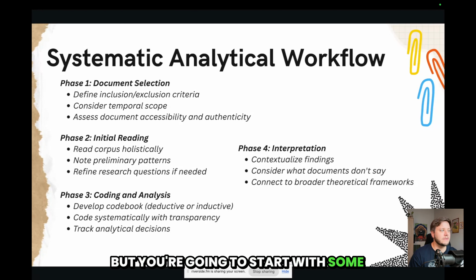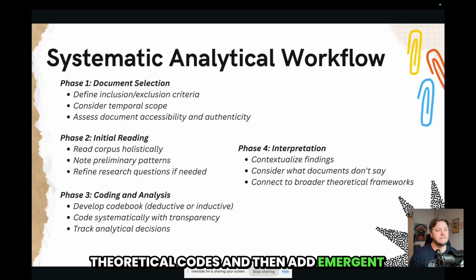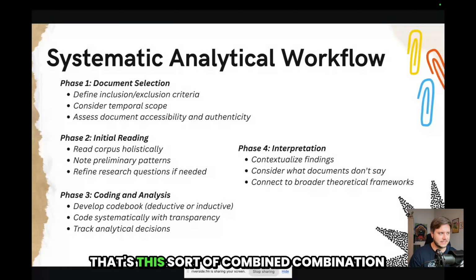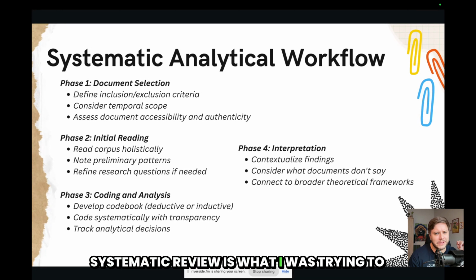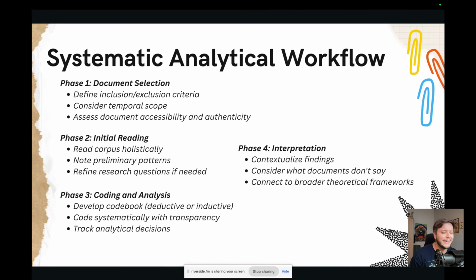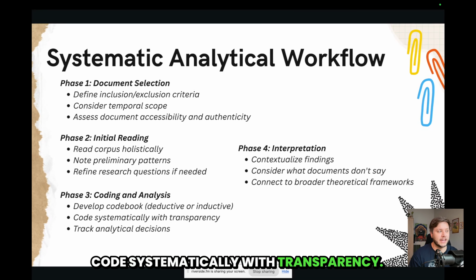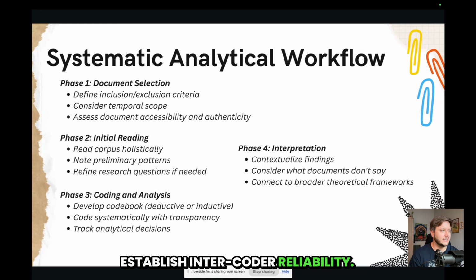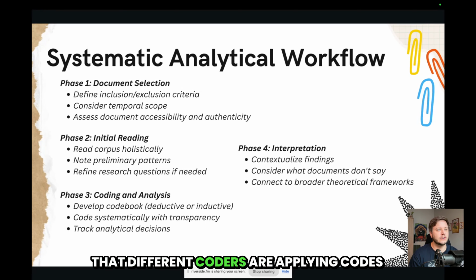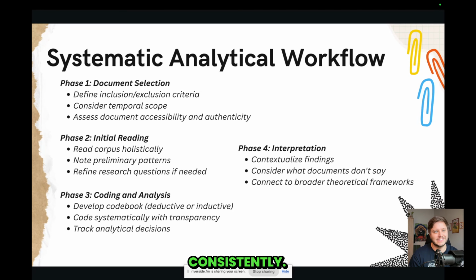But you're going to start with some theoretical codes and then add emergent codes as you read. That's this sort of combination method. Systematic review is what I was trying to come up with earlier. Code systematically with transparency. I can't stress this enough, right? If you're working with a team, you need to establish intercoder reliability. You need to know that different coders are applying codes consistently.